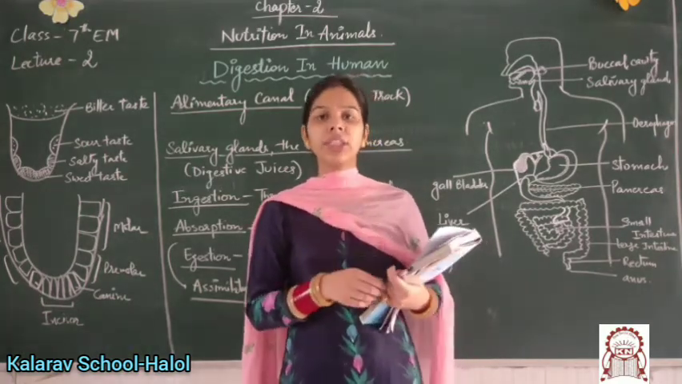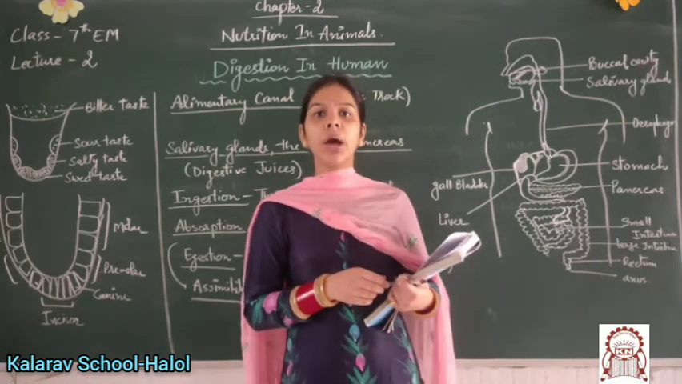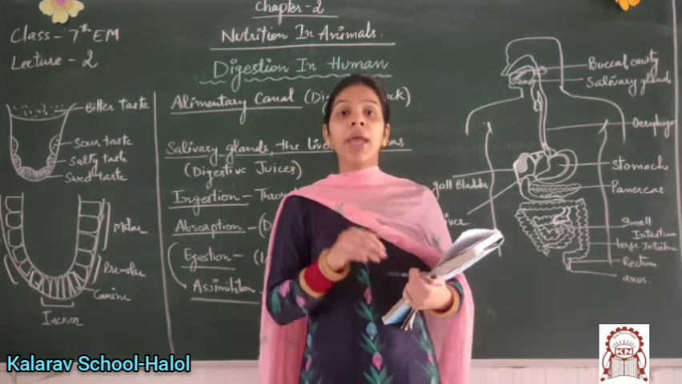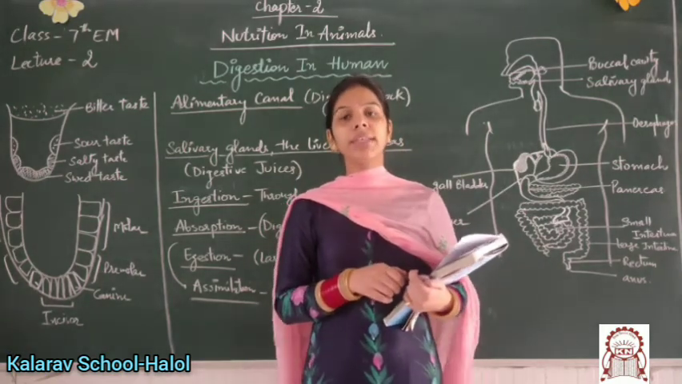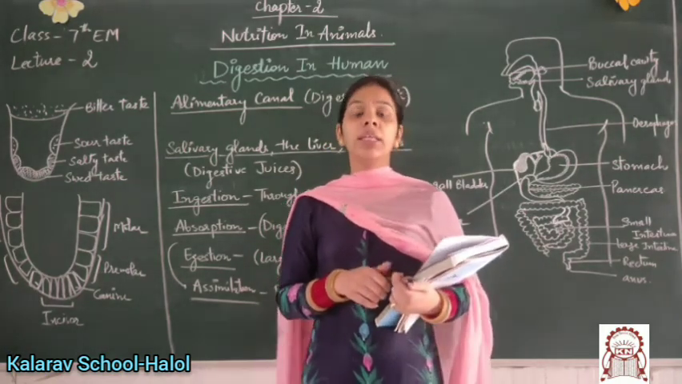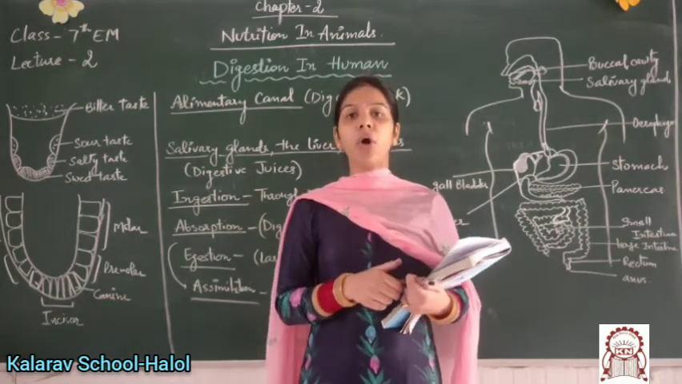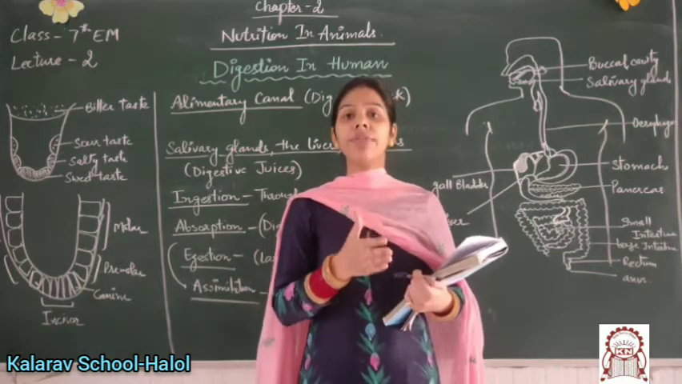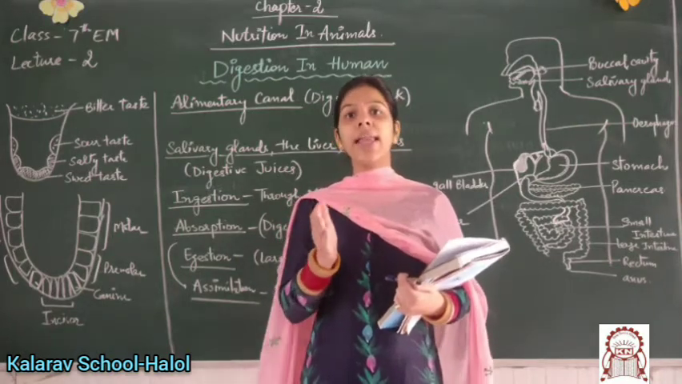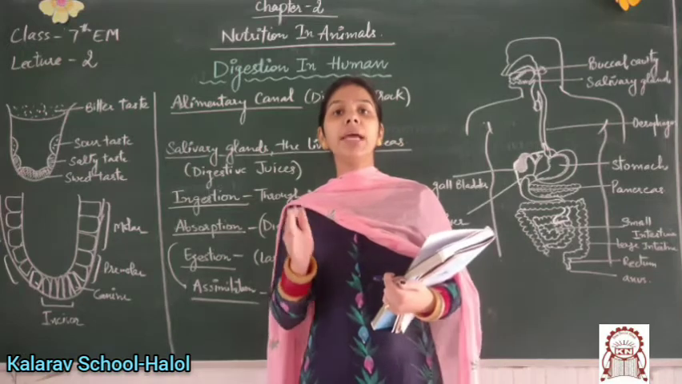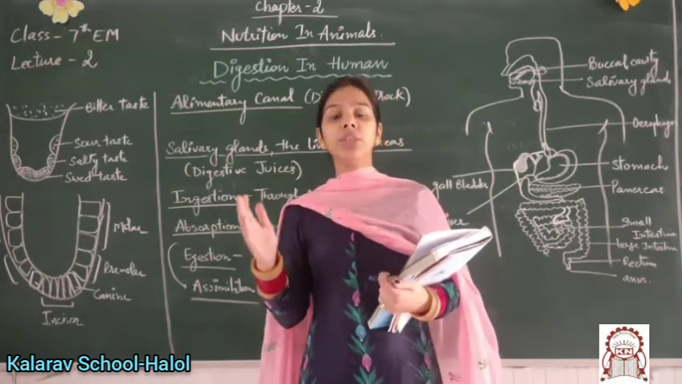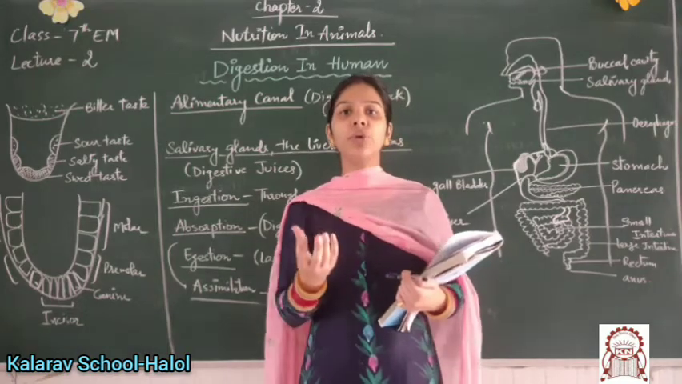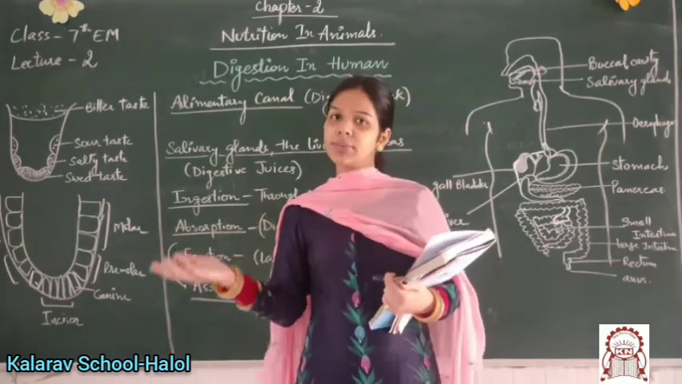As in the previous lecture, I have already discussed the different digestion processes in different organisms. Here I will discuss digestion in human beings. Digestion in a human being involves a complete digestive system. It contains different internal organs, that is the alimentary canal, different types of glands and different juices, which help us to convert complex food material into simpler substances.